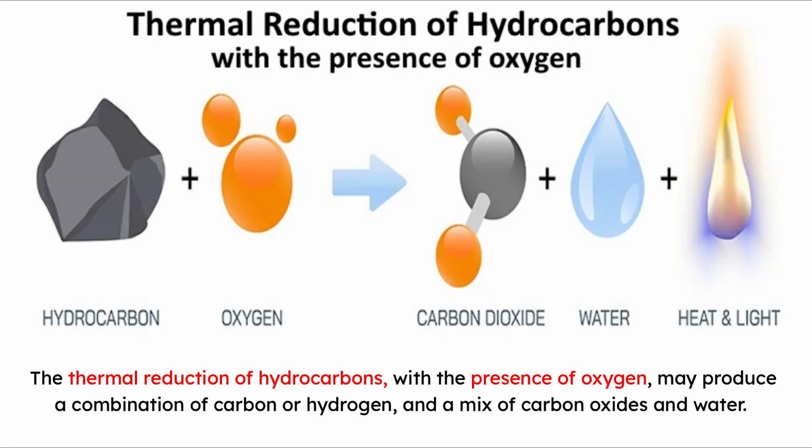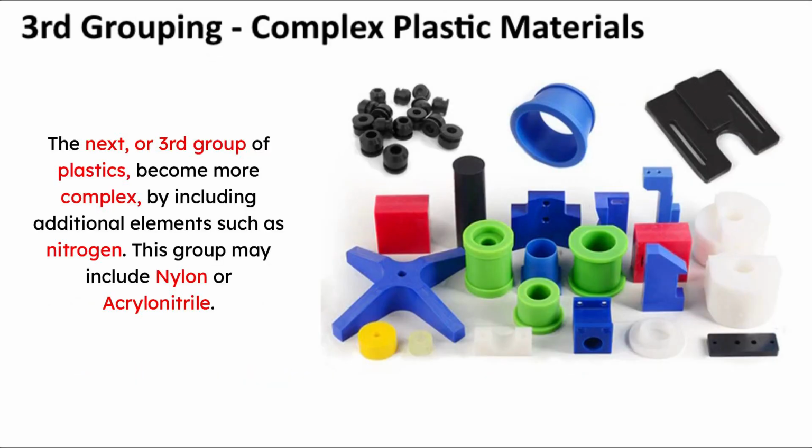C15H16O2. The thermal reduction of hydrocarbons, with the presence of oxygen, may produce a combination of carbon or hydrogen, and a mix of carbon oxides and water. The next, or third group of plastics, become more complex, by including additional elements such as nitrogen. This group may include nylon or acrylonitrile.